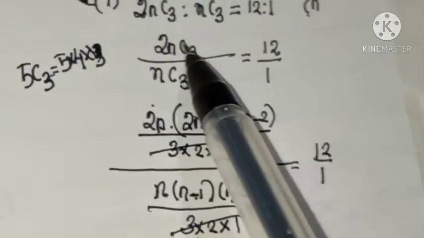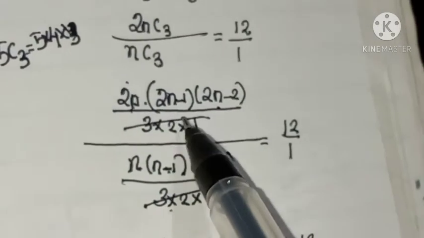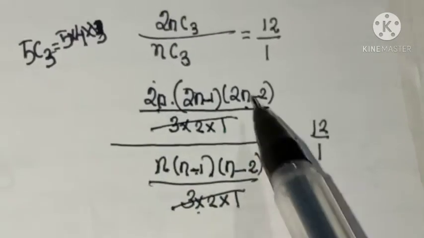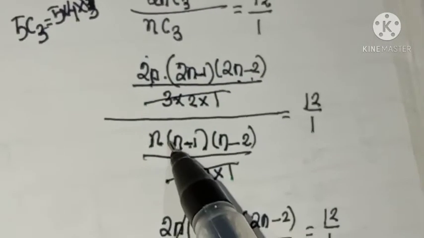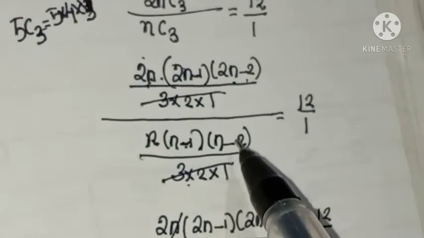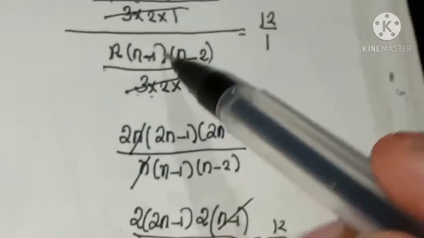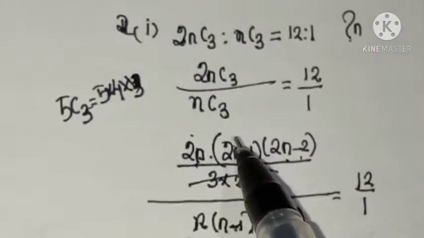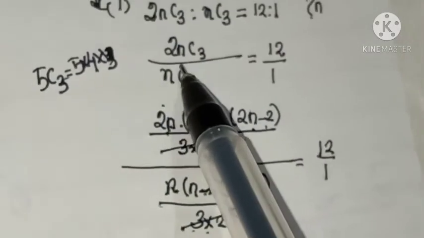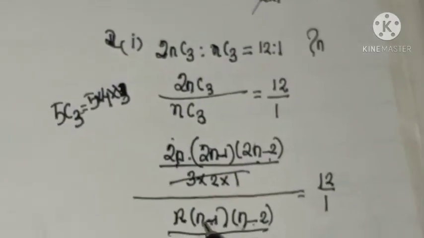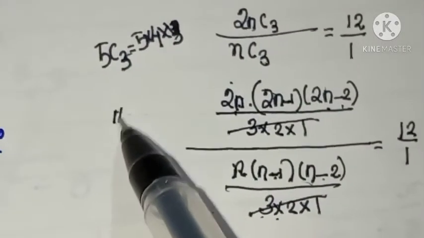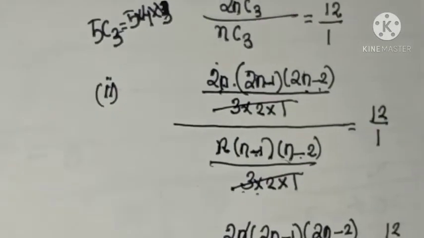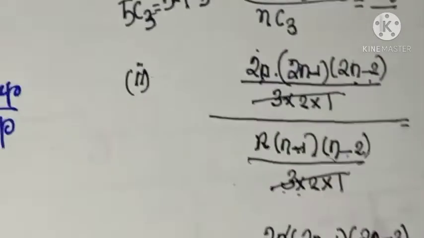So 2nC3 can be written as 2n into 2n minus 1 into 2n minus 2 by 3 into 2 into 1. nC3 can be written as n into n minus 1 into n minus 2 by 3 into 2 into 1, for the simplification. Okay. So you need to know how to write 2nC3 and nC3. Now the second sub question, do it as homework. In the same manner you can find the value of n. It's clear?